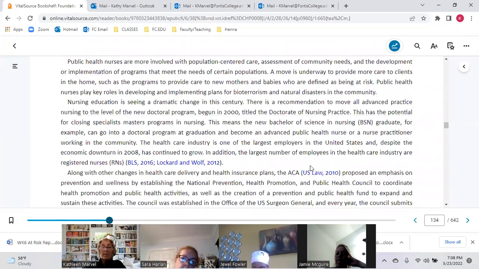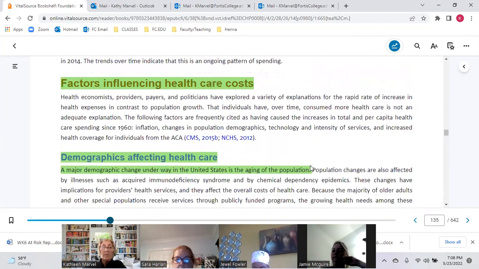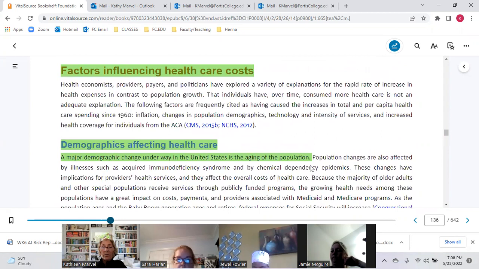Have a look at that box. Interesting information. Okay, just a few factors influencing healthcare costs, demographics.